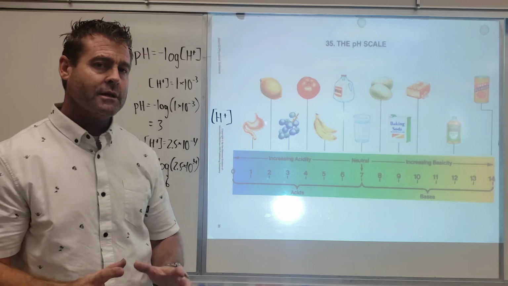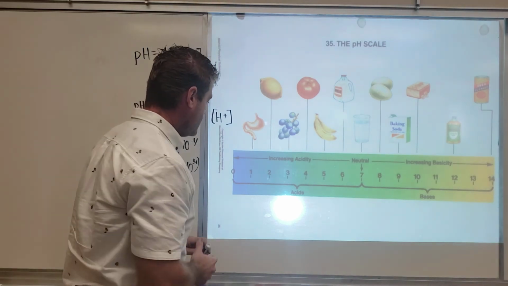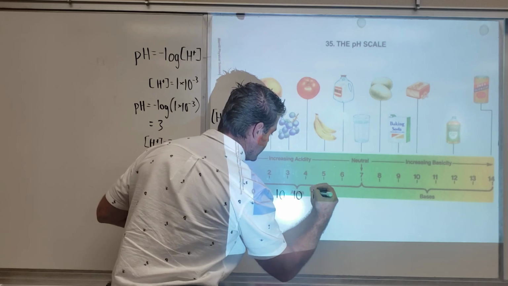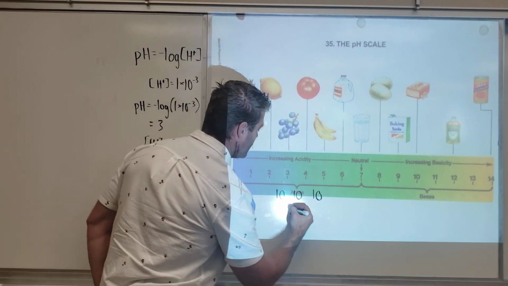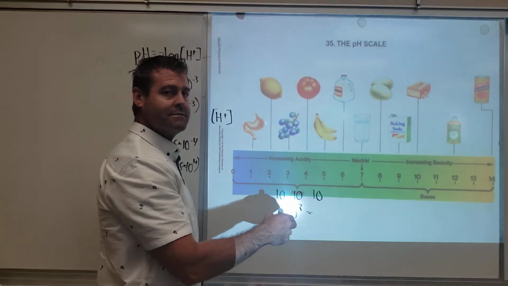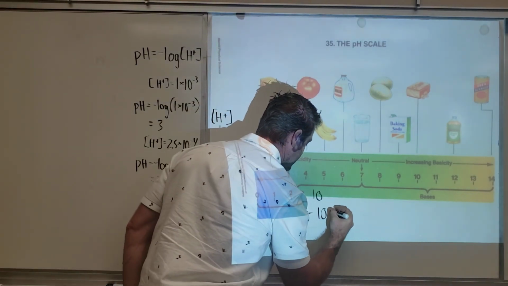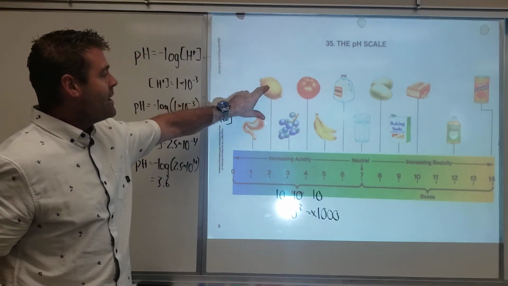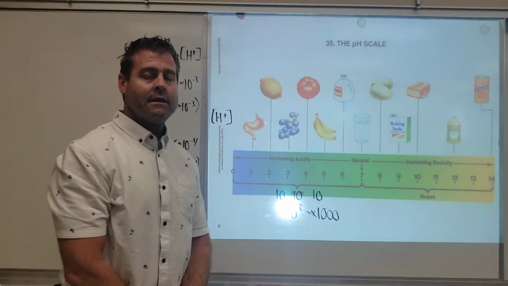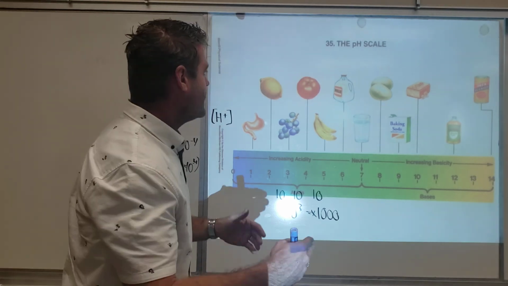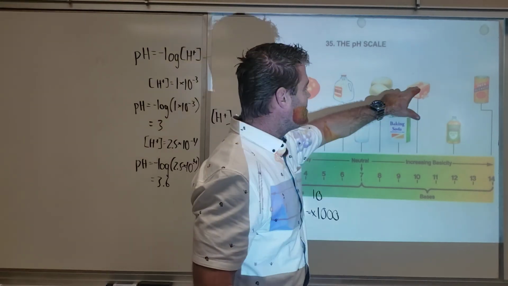No, they're not. I want you guys to think again. Each one of these corresponds to a power of 10, or a factor of 10. So what's 3 factors of 10? You don't go 3 times 10, you go 10 to the third. So it's 10 times 10 times 10. What does that equal? 1,000. Lemons are 1,000 times more acidic than bananas.